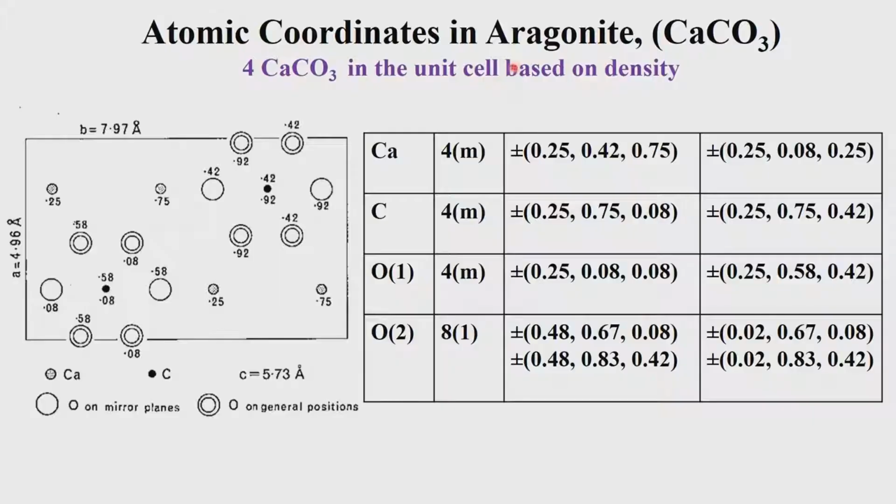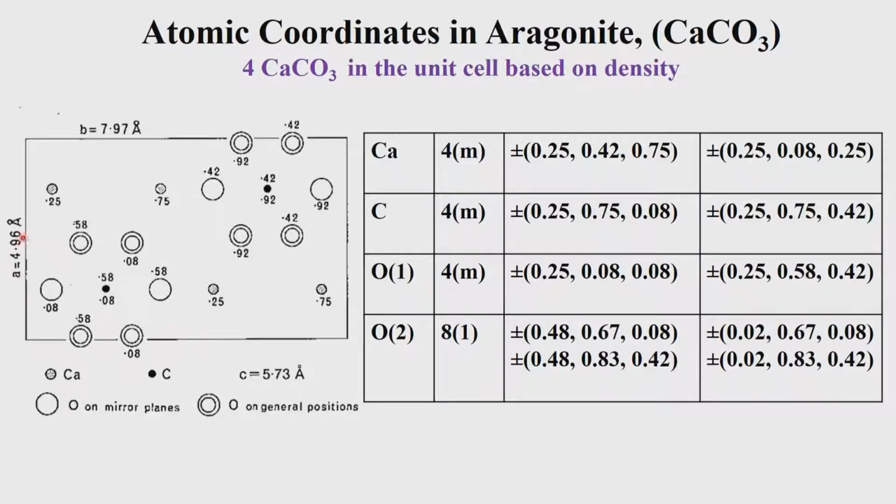Let us see now the structure of aragonite in the space group PMCN. There are 4 calcium carbonate units in the unit cell. Based on the density, it has been determined there are 4 calciums, 4 carbons and 12 oxygen atoms. When the actual structure is determined, these are the cell dimensions.